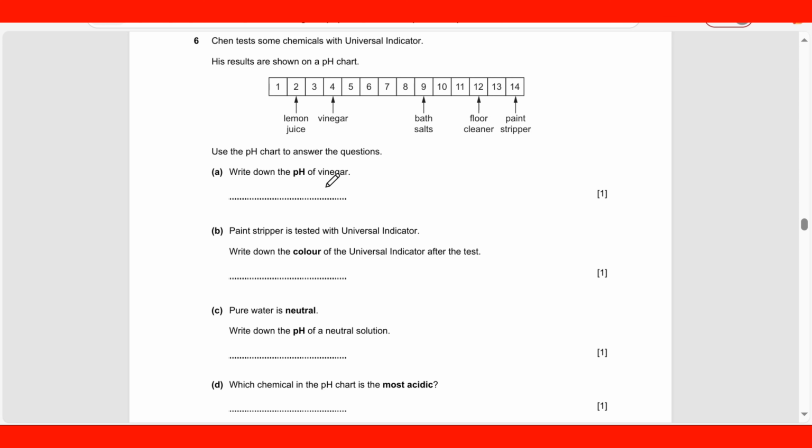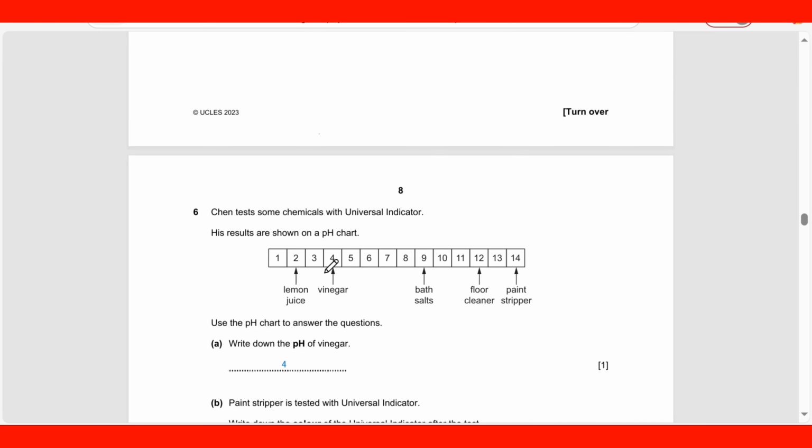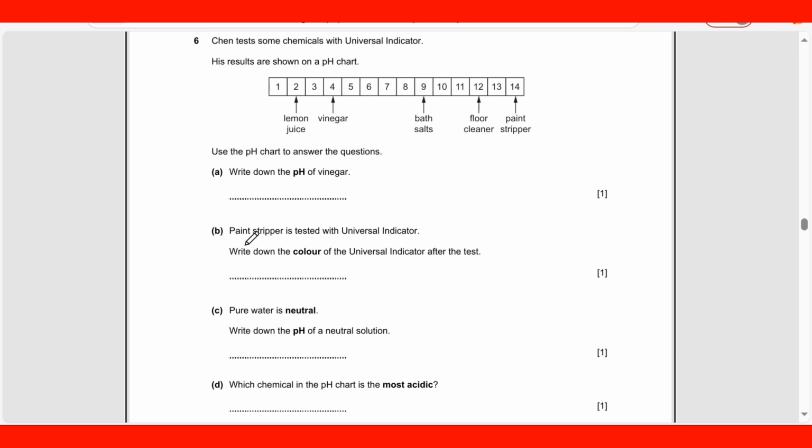Let's check out the answer, guys. So the pH of vinegar is a 4 here. Let's move on. Now 6b, paint stripper is tested with universal indicator. Write down the color of universal indicator after the test.